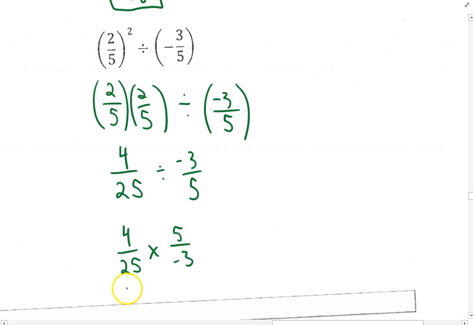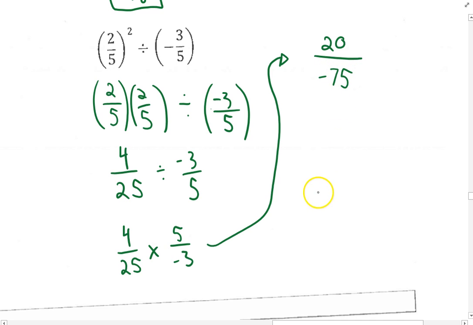All right, now I can do a couple of different things. I can multiply my numerators, multiply my denominators, and then simplify. Or if you notice, hey, I can kind of simplify this a little bit already. You can do that in advance. So here, I'm going to do it both ways. So I'll start off by multiplying out. So 4 times 5 is 20 over 25 times -3 is -75.